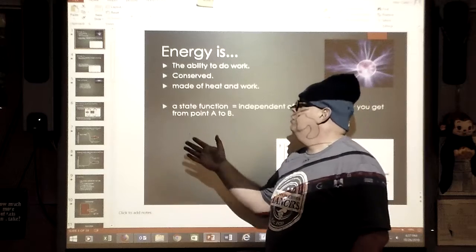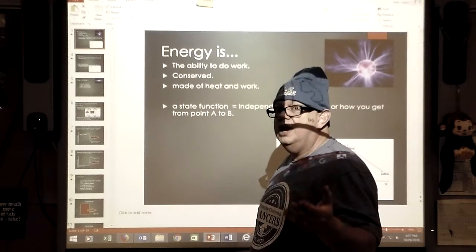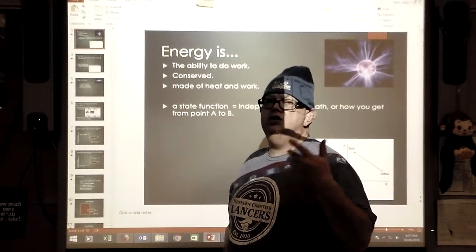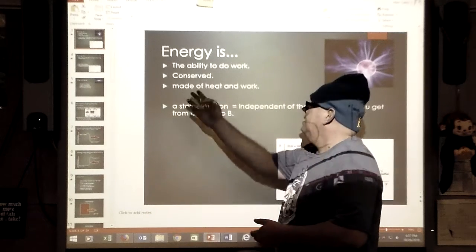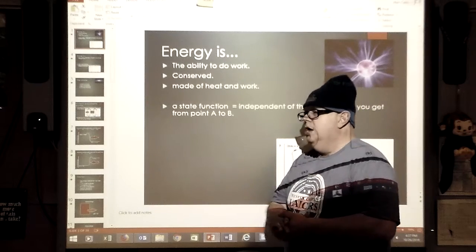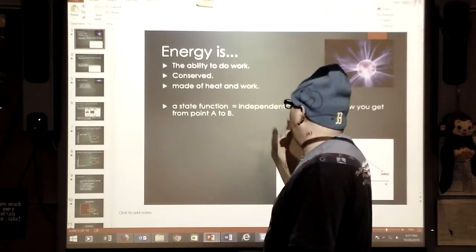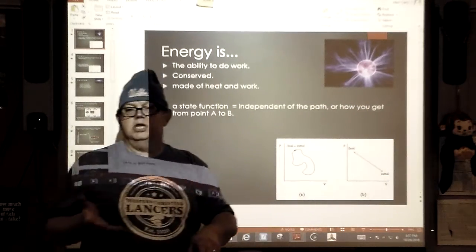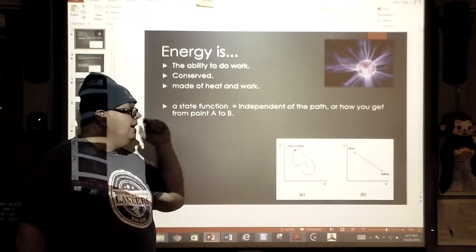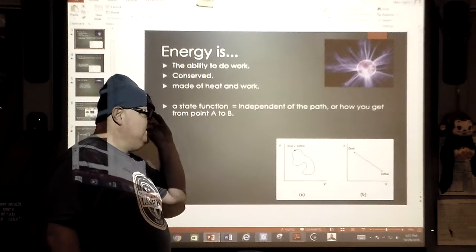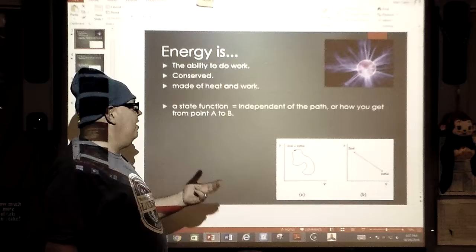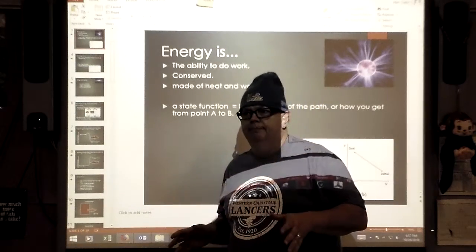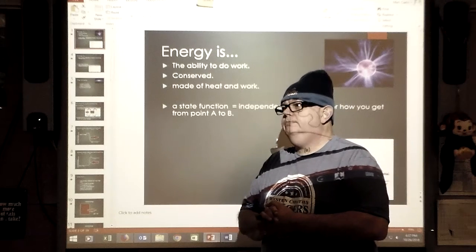You're trying to actually do work because you want to fill this in. Okay? It is conserved because the first law of thermodynamics says energy is not created nor destroyed. It is in fact conserved. It does change form. It is made up of heat and work. To which we have to talk about what is a state function. Now you haven't heard that in Chem or H-Chem, but in AP Chem, the idea is this: a state function is telling us it's independent of the path, or how you get from point A to point B.